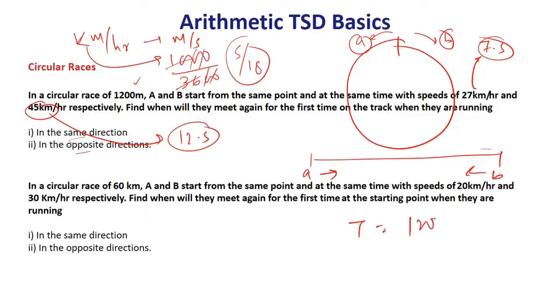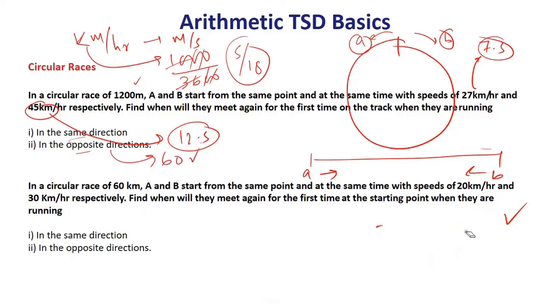So 1200, since they are moving in opposite directions, towards each other, the speeds will add up: 12.5 and 7.5, so 20. So 60, when they are moving in the opposite direction, then 60 is the answer. 60 seconds it will take.